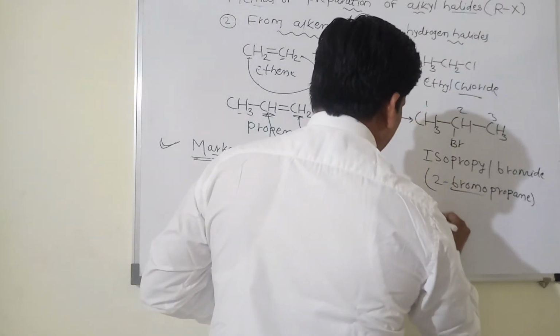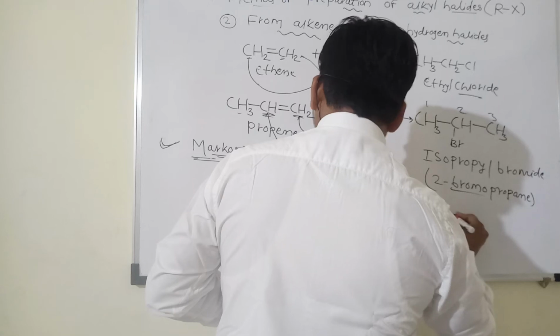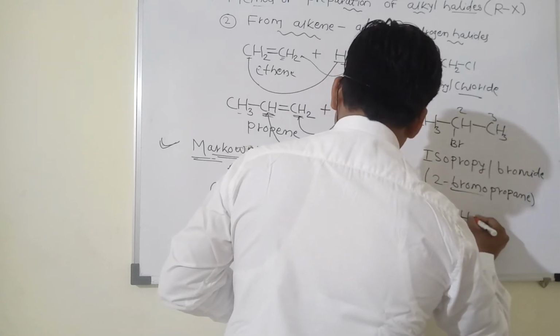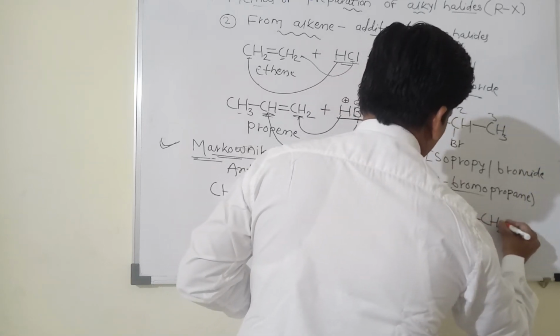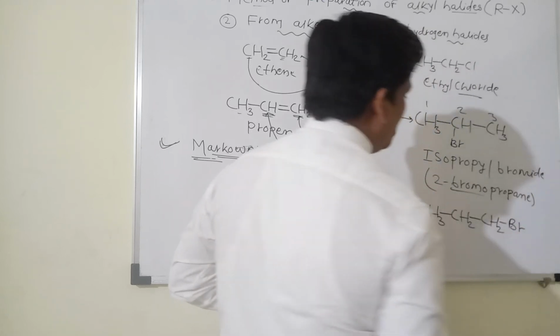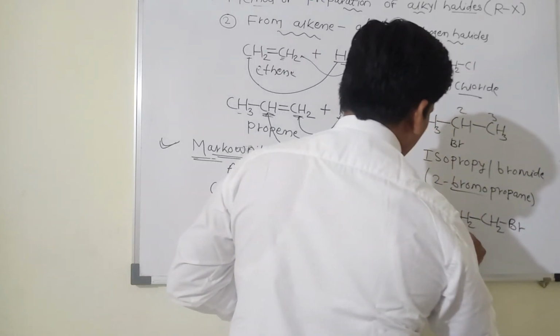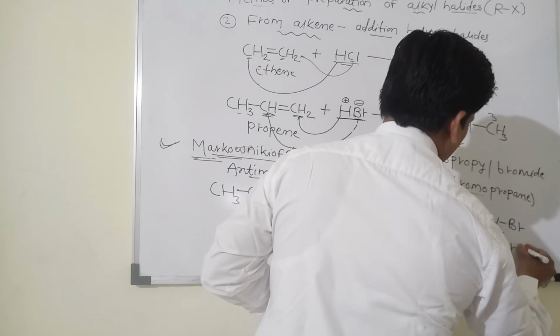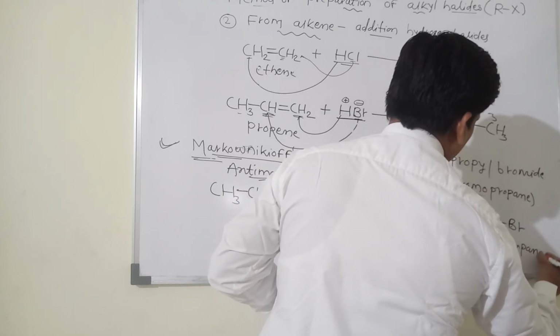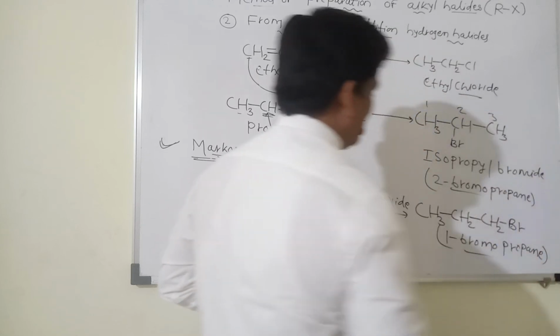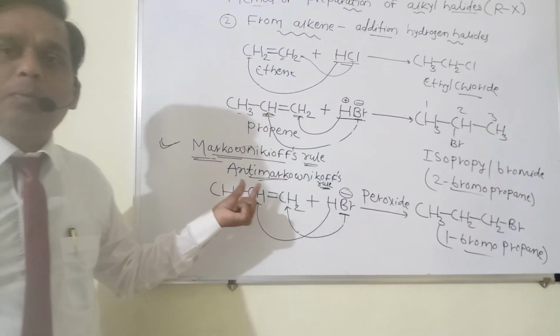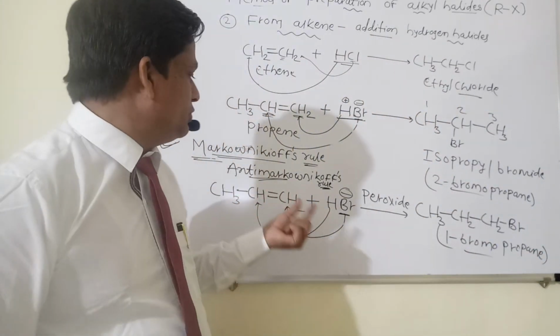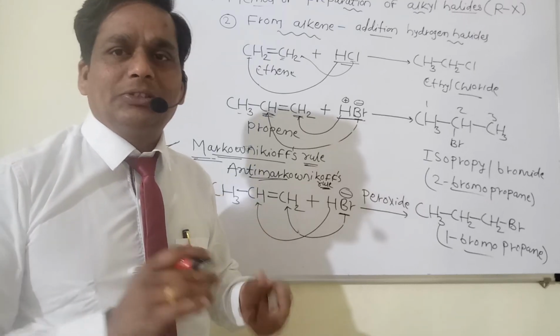Then what product do we get here? CH3 CH2 CH2 Br. That means we get 1-bromopropane. This is the anti-Markownikoff rule, which is exactly opposite to the Markownikoff rule.